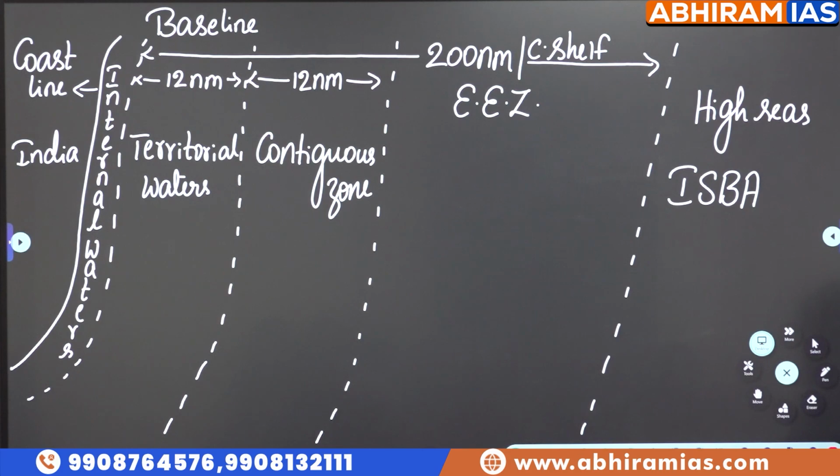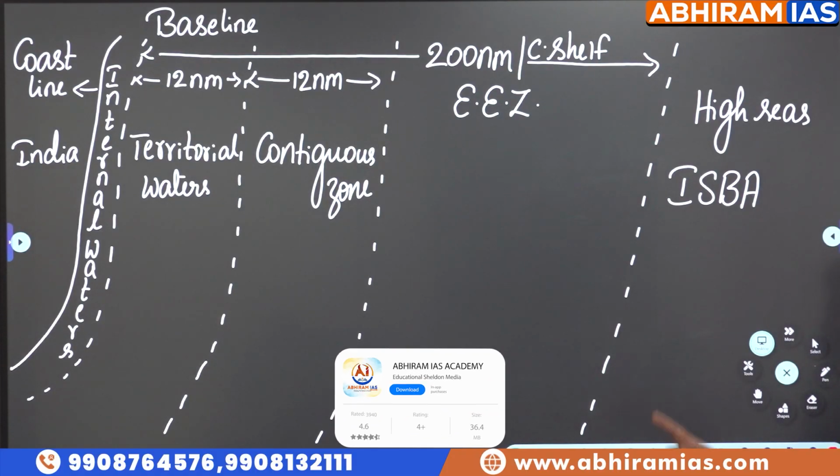Recently, ISBA gave permission to India to extract resources from the Central Indian Ocean. Fine. Draw this. This was asked for 10 marks, mains question.